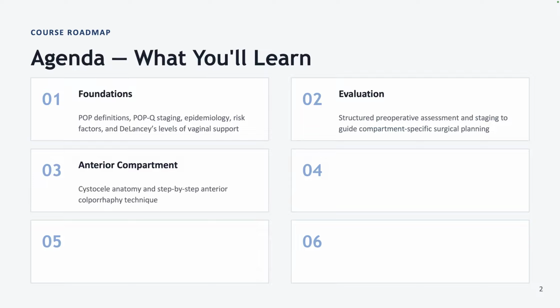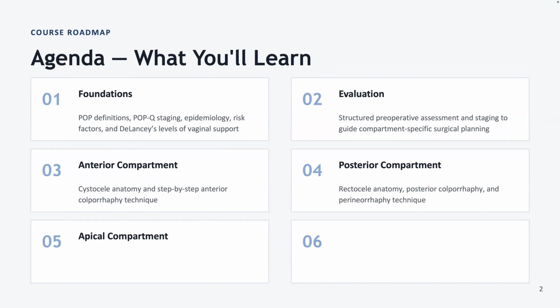Number three is the anterior compartment: cystocele anatomy and step-by-step anterior colporrhaphy techniques. Fourth is the posterior compartment. We will learn about the rectocele anatomy, posterior colporrhaphy, and perineorrhaphy technique. Then the apical compartment: uterine and vaginal vault prolapse, and comparison of sacrospinous, uterosacral, and Meckel's approaches.